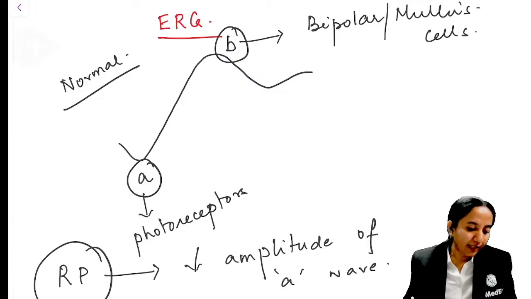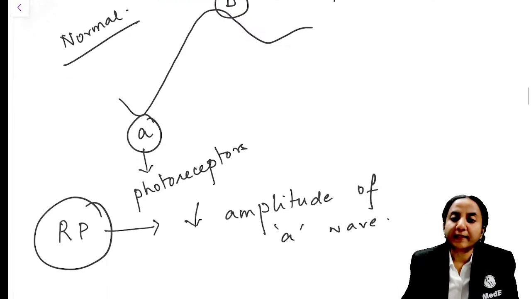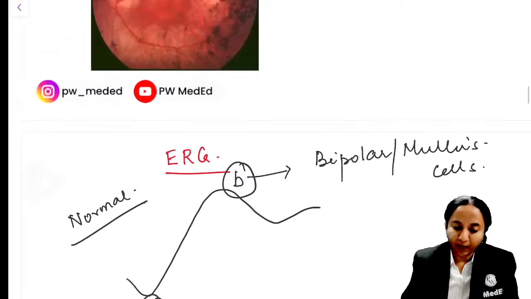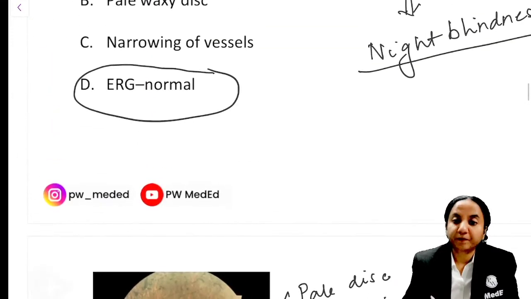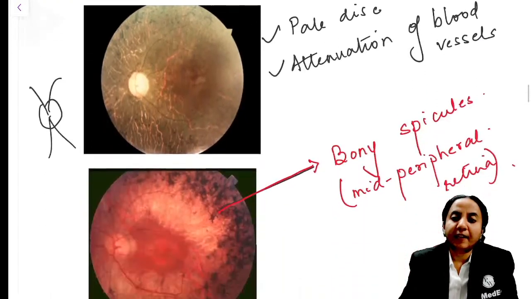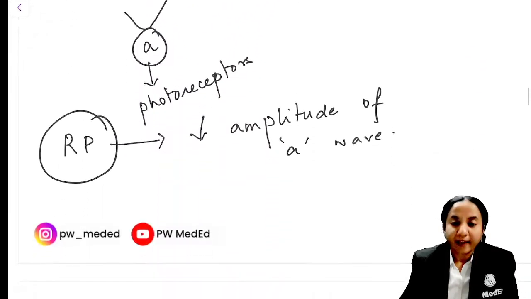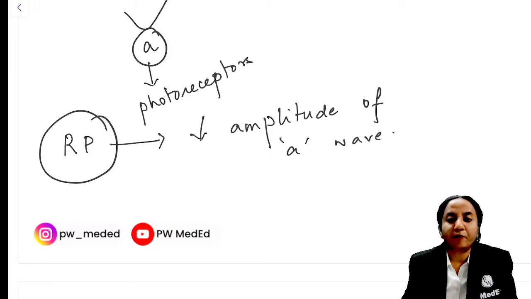Okay, so the ERG is going to be abnormal. There is a decrease in the amplitude of the A wave in retinitis pigmentosa. That is why this is abnormal, and that's what is wrong. Now, retinitis pigmentosa, unfortunately, is a very disappointing disease for both the clinician and the patient, because not really too much can be done for this patient.